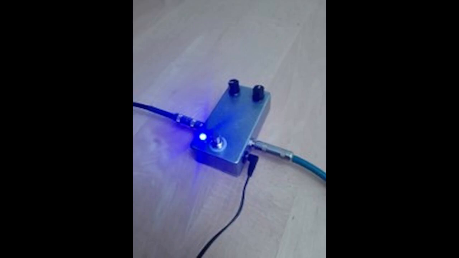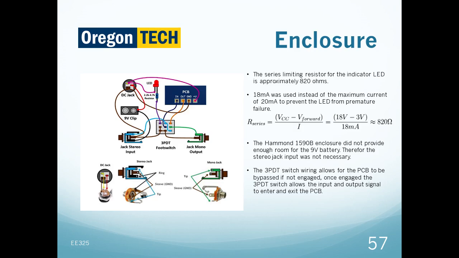A 3-pole double-throw switch was used in order to provide a true bypass for the signal if the effect is not desired. Shorting of the signal path or power from the printed circuit board coming in contact with the aluminum was mitigated by the use of Kapton tape on the back side of the board.